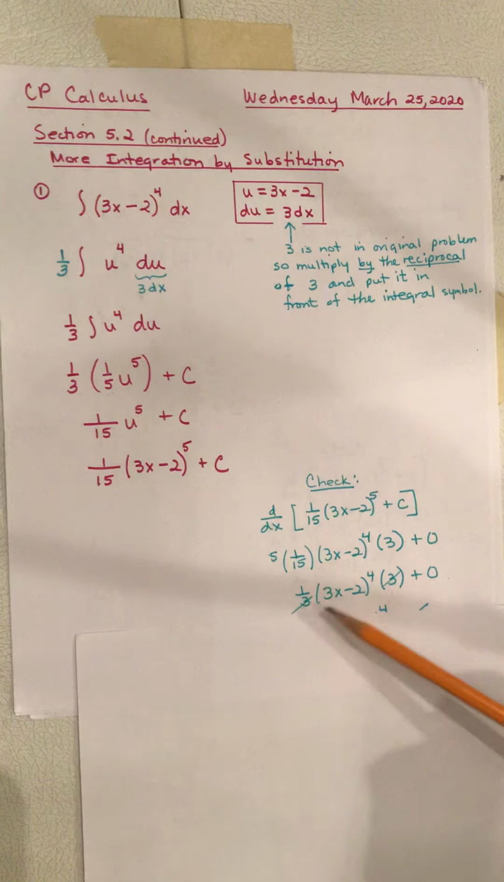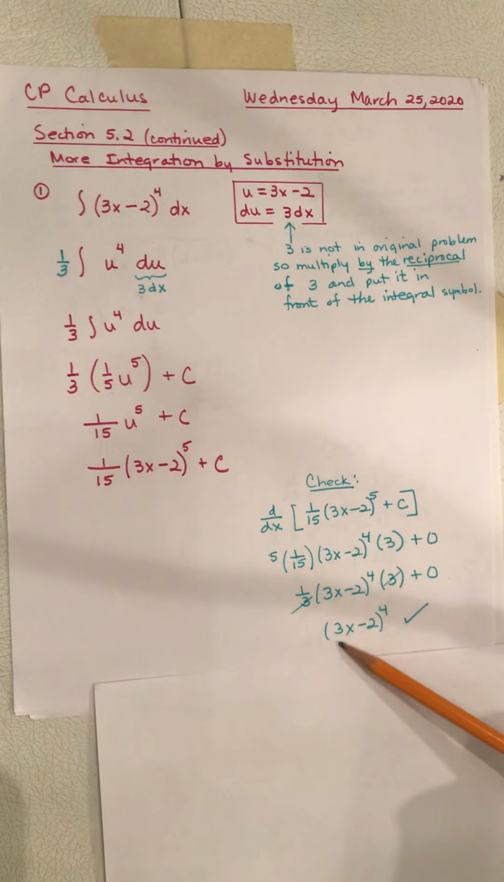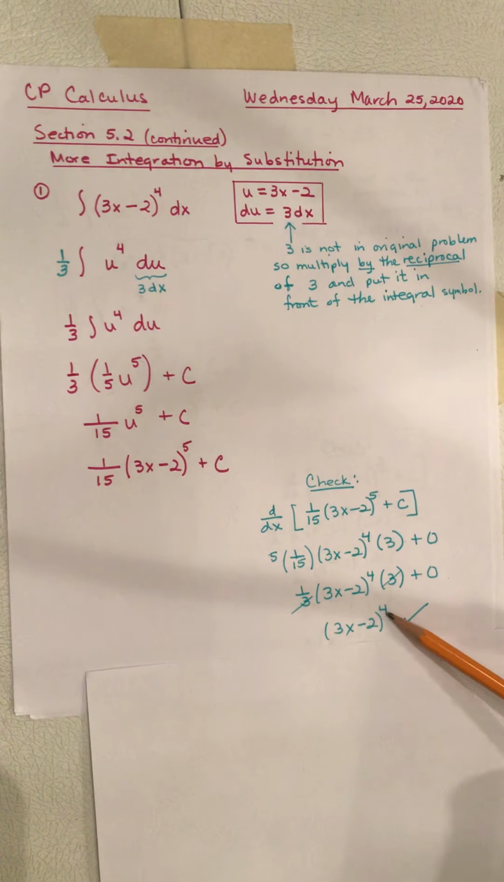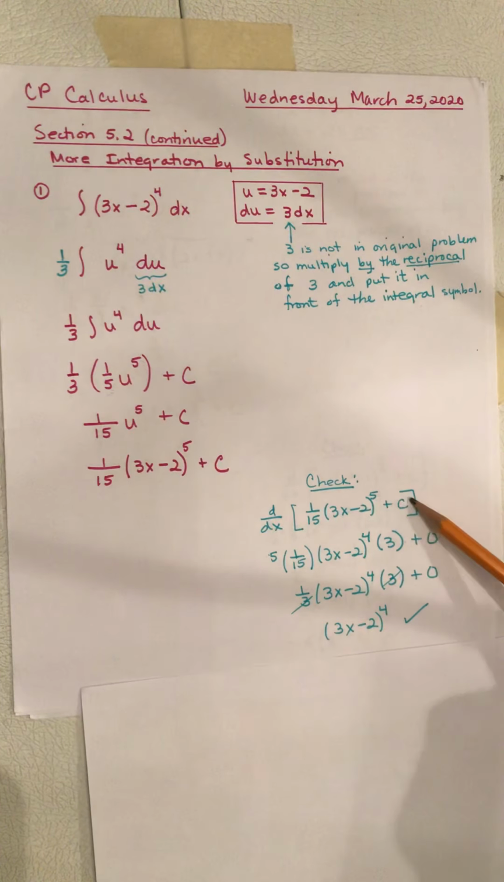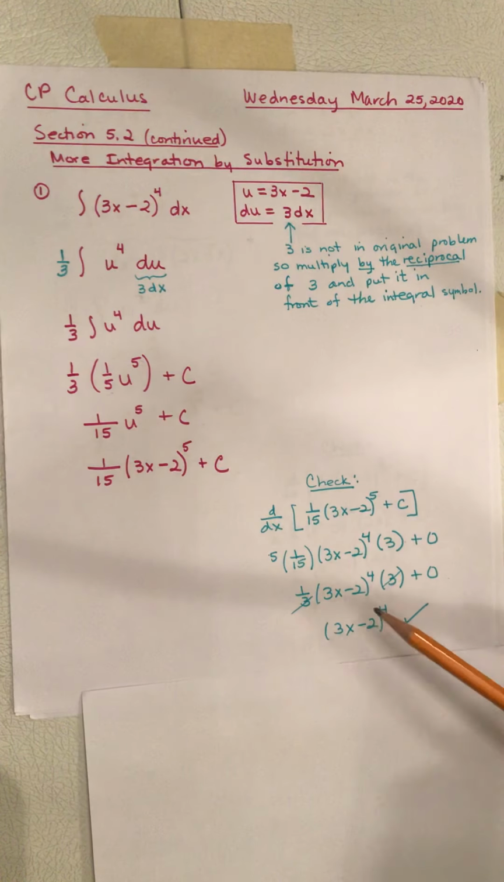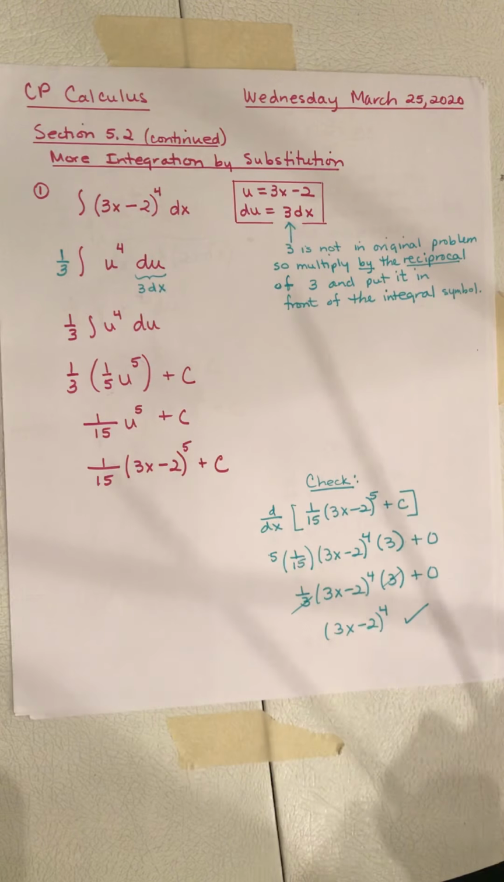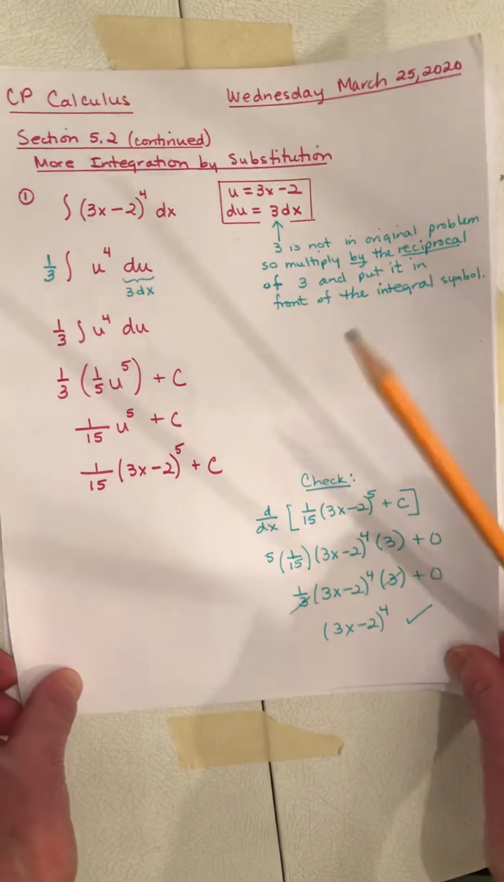But the 1/3 cancels out the 3. And then we have (3x minus 2) to the 4th power. Oh, and I forgot to mention the derivative of c is 0, but we knew that. And (3x minus 2) to the 4th power is the original integrand. All right, I'm going to do one more of these and hope that you can catch on.